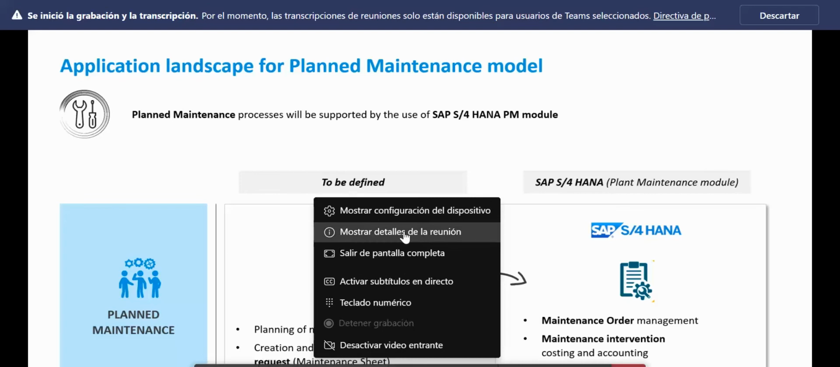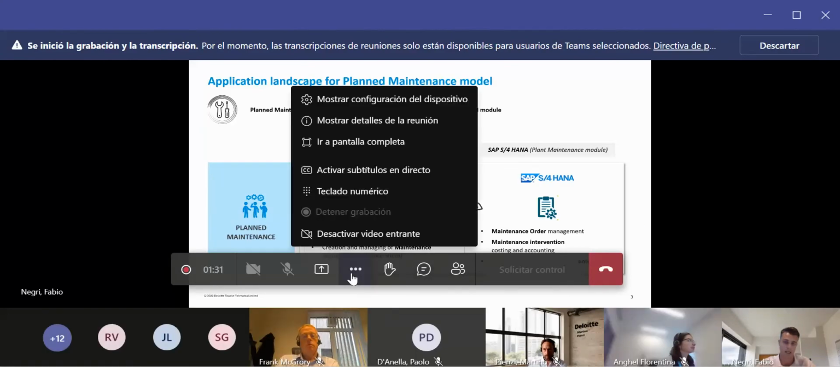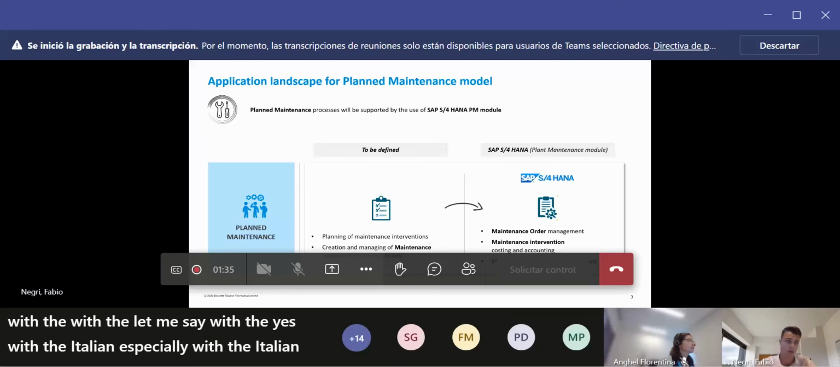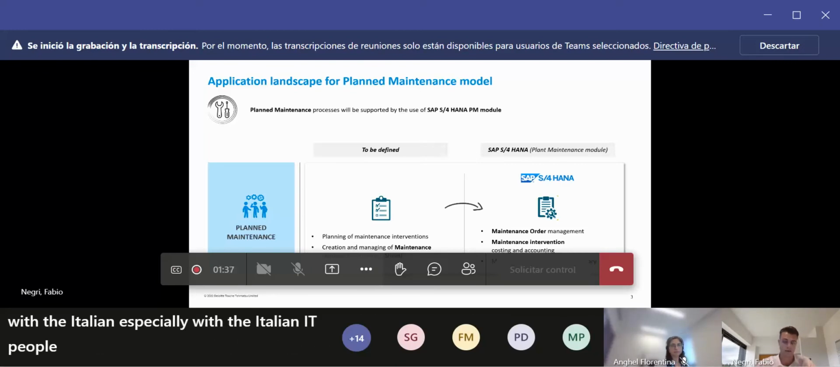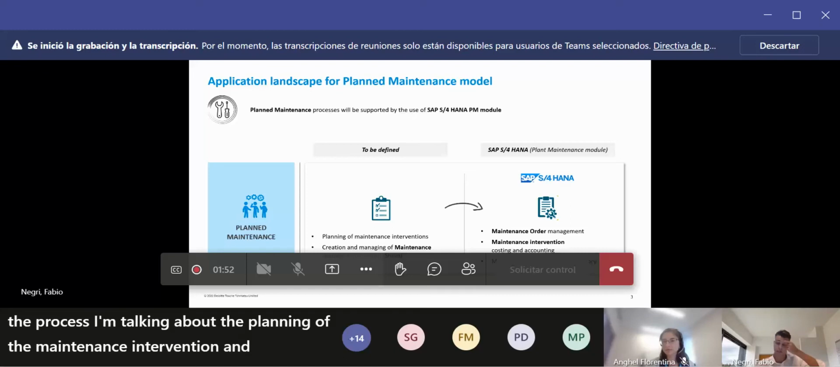We have to define with Walla Corporate, especially with the Italian IT people, which is, at least for the first go-live, the system that will support the initial part of the process. I'm talking about the planning of the maintenance intervention and the creation of the maintenance request.